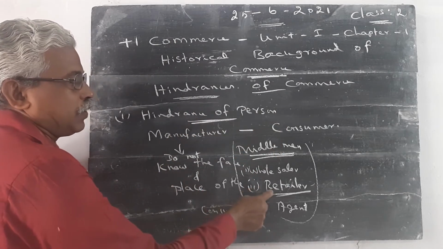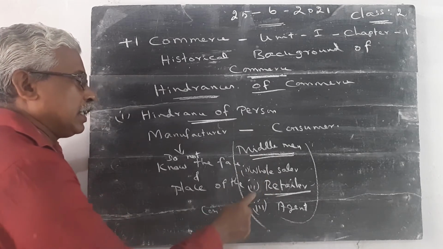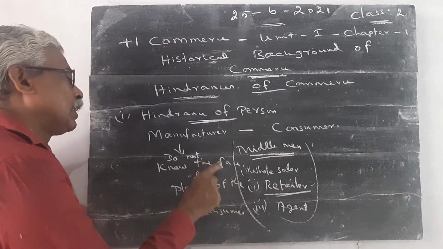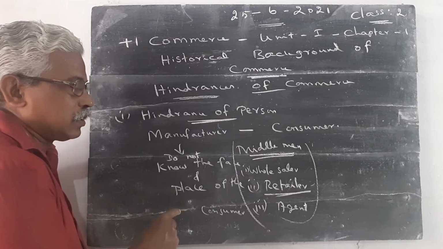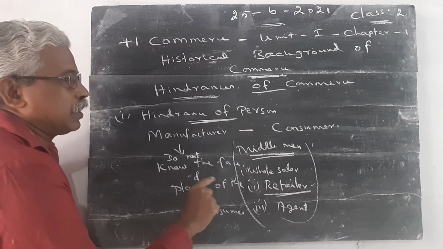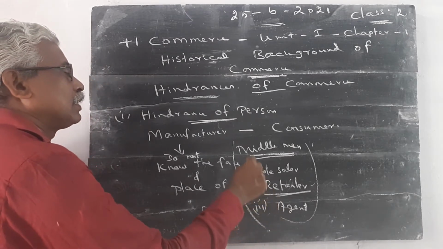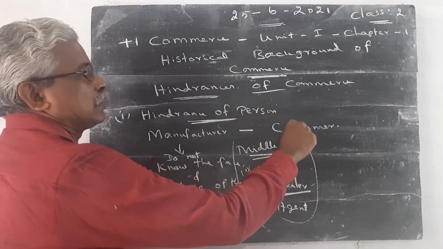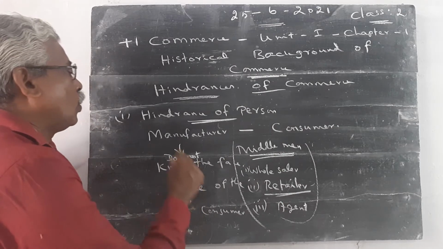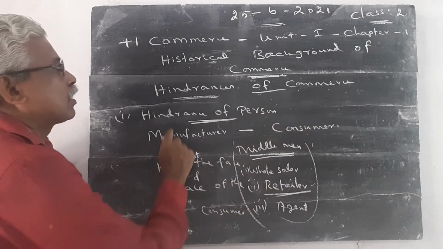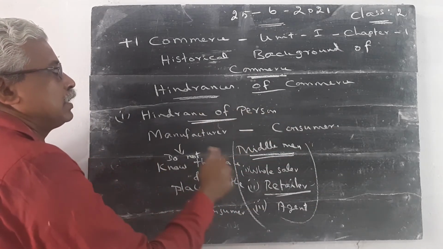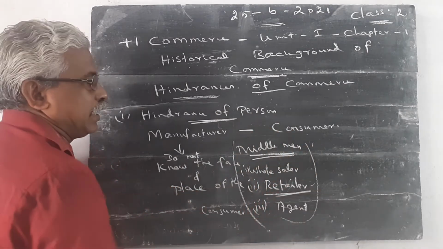So the role of the retailer is very, very important. The retailer knows the taste, preference, face and place of consumption, everything is known by the retailer. So the retailer directly sends the product to the consumer. So this difficulty is called hindrance of person. Hindrance of person is removed with the help of trade.